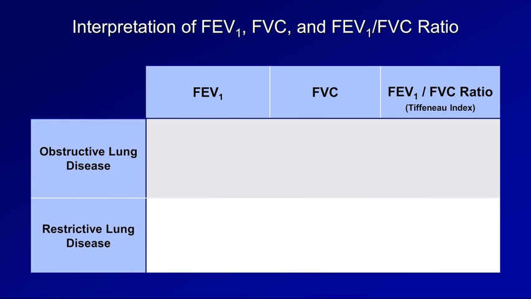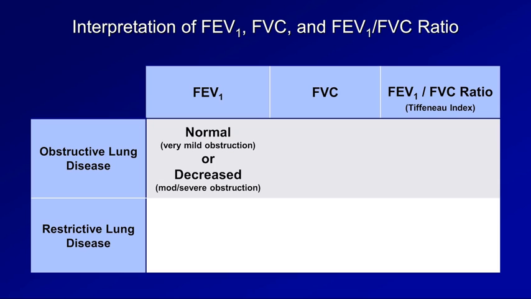I'll now discuss how the information provided by spirometry can help with diagnosis. For now, we'll compare the values of the FEV1, FVC, and the FEV1 to FVC ratio for both obstructive and restrictive lung disease. In obstructive lung disease, for example, COPD, the FEV1 can be normal in very mild obstruction, but it is almost always decreased. This makes intuitive sense. If the airways are constricted or obstructed, it will take longer to push air through them.